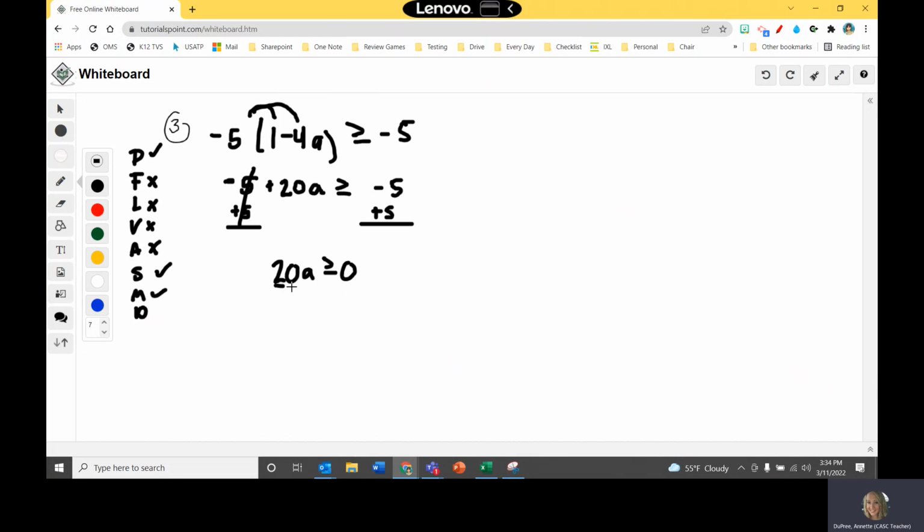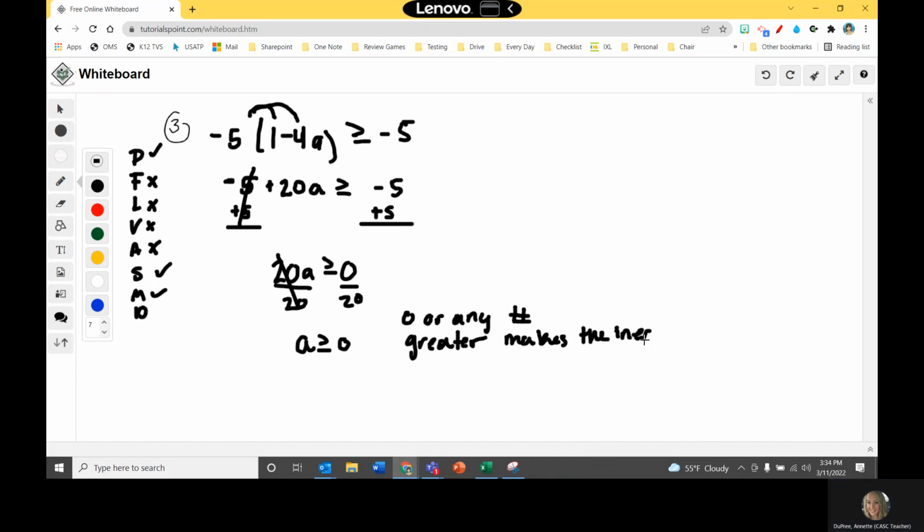My last step is I'm going to undo multiplication with division. I'm going to divide each side by 20. A is greater than or equal to 0. So what this means is 0 or any number greater makes the inequality true.